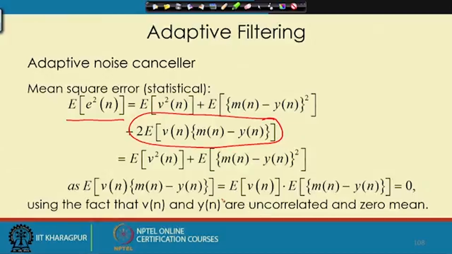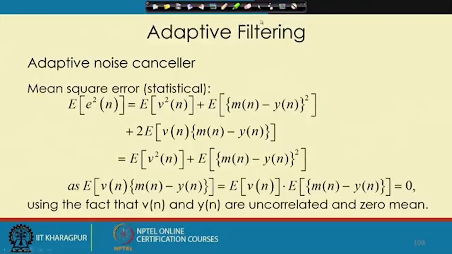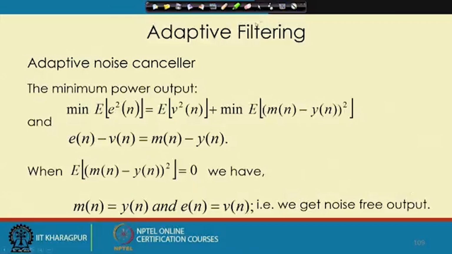So, with that we can show that the mean square error boils down to two terms. One is the energy of the signal, and the other is the energy of the difference between the noise and the estimated noise. Okay. So, that is the expression we get at this point, and let us move forward.